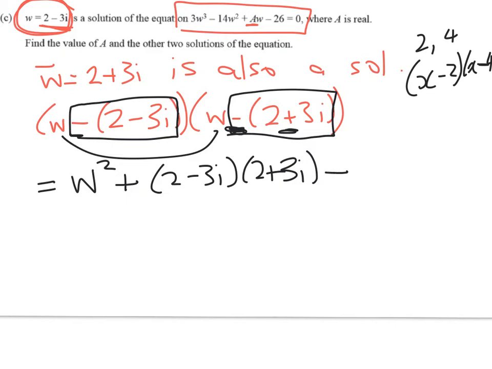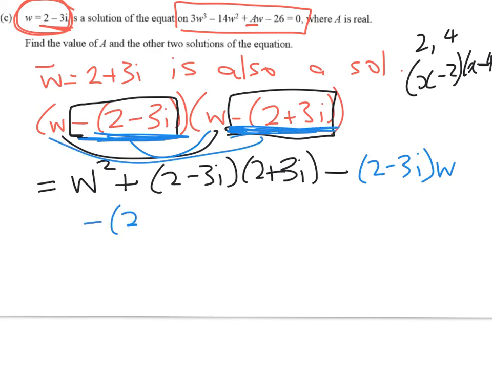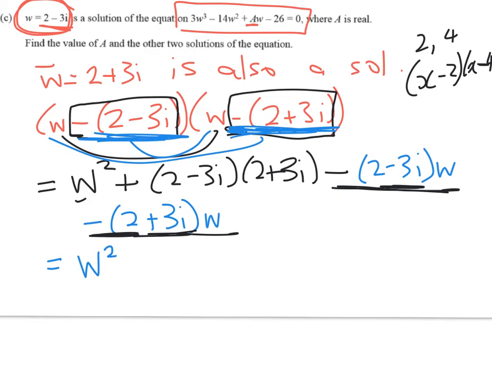And then I'm going to have this one times this, so minus 2 minus 3i w. And then I'm going to have this one times this, and that'll give me my other w coefficient. Right, and we're going to see that we lose our imaginary parts of the numbers here. So that simplifies when we expand to w squared, right, that's that one there, minus 2w plus 3i minus another 2w minus 3i. So that goes to minus 4w.